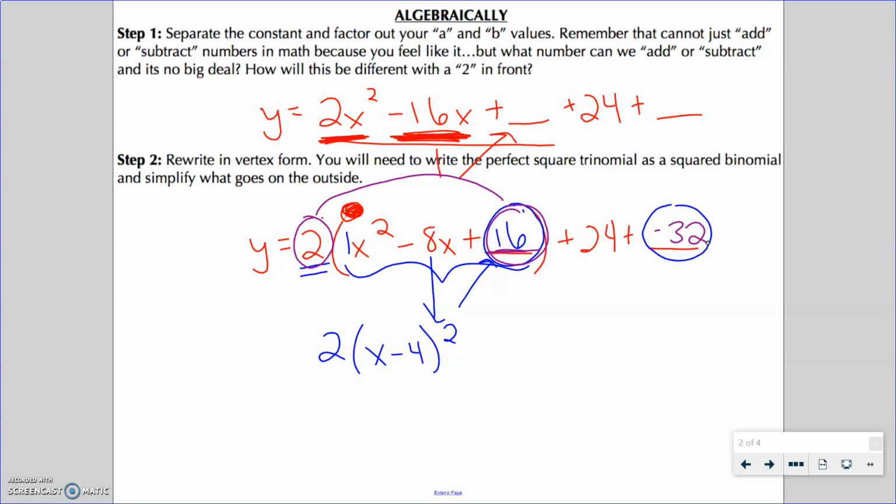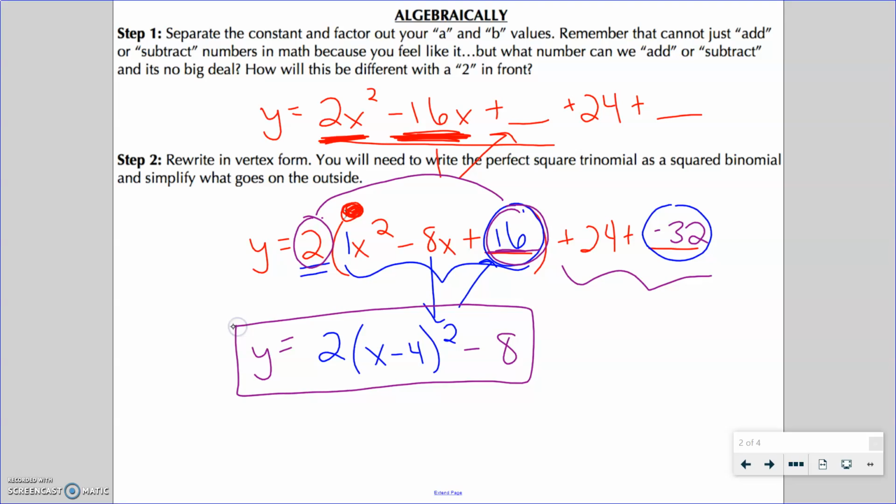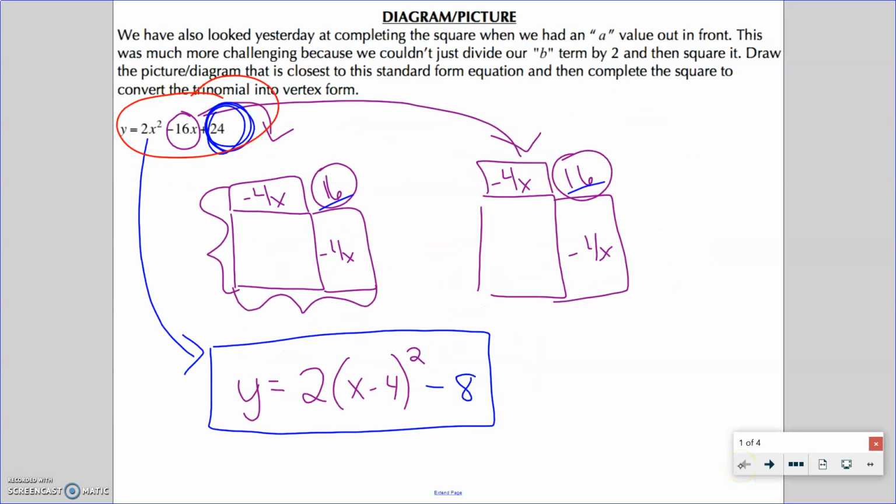That's the part that's different from what we did in chapter 8. Everything else is very similar. 24 plus -32, I'm typing it in my calculator just to be safe, is -8. And so I bring that down, and there's my vertex form. Notice how I got the same exact vertex form answer as I did using the diagram.